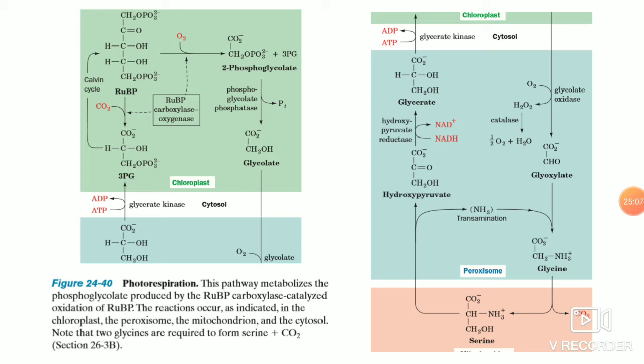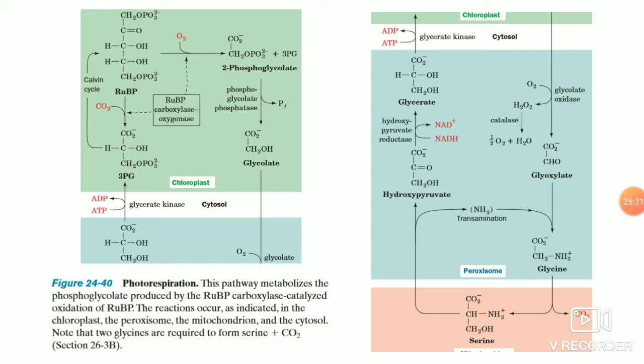This glyoxylate is further converted with a transamination reaction to glycine. Now, two molecules of glycine are converted to one molecule of serine and one carbon dioxide. This glycine is transported to mitochondria where it is converted to serine with the release of carbon dioxide. Okay, this is the origin of carbon dioxide generated by photorespiration.